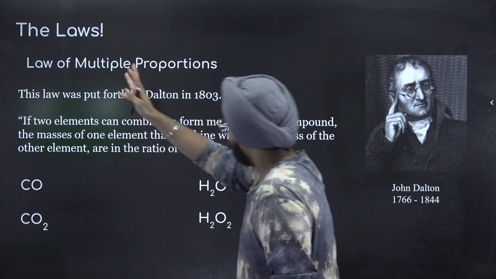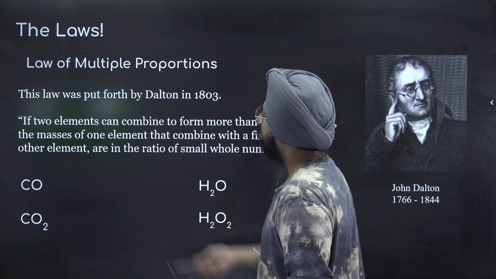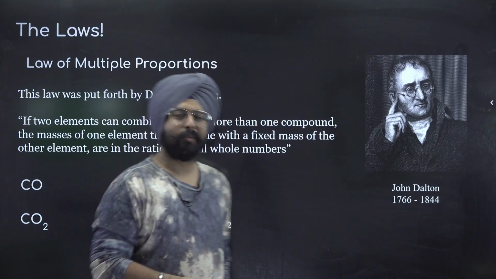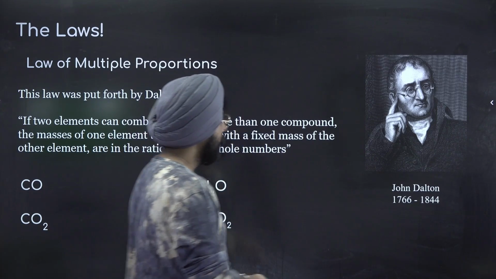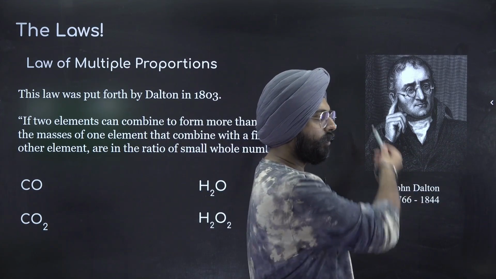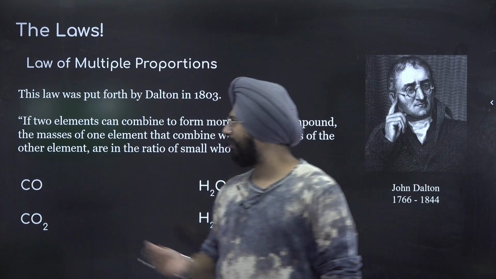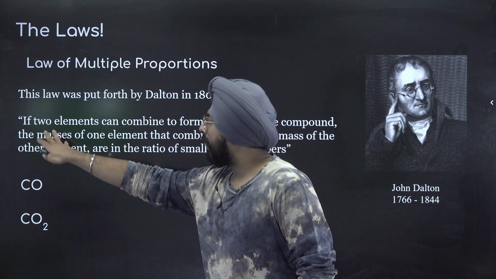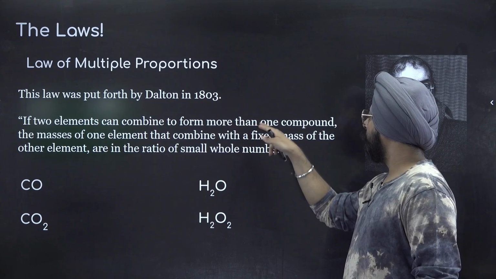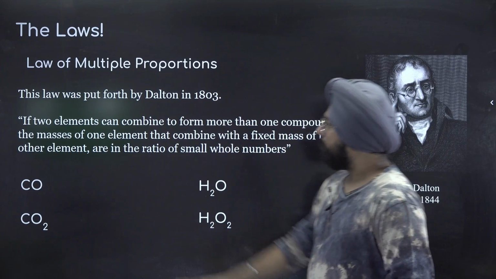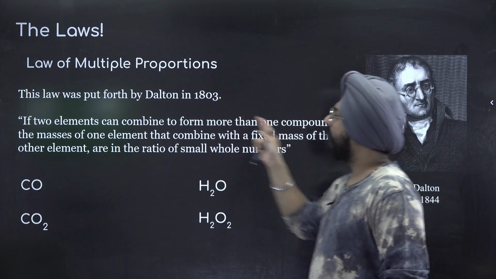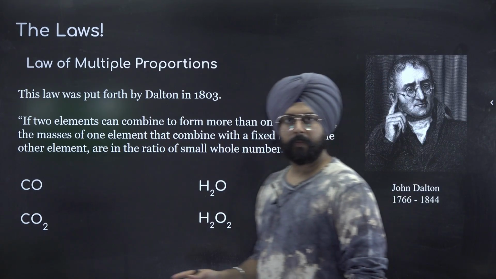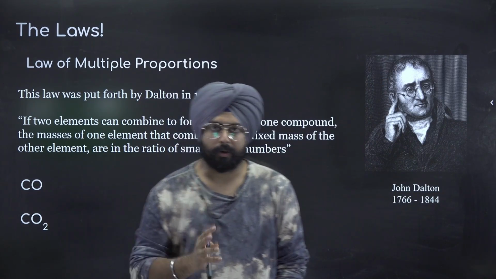Anyway, now let's come to the law of multiple proportions. This law was put forth by our very own John Dalton. Saying very own because you've studied his theory of atoms. So John Dalton, everyone knows his photo, I'm sure. No need to remember the dates again. So the law of multiple proportions goes like this. If two elements can combine to form more than one compound, the masses of one element that combine with a fixed mass of the other element are in the ratio of small whole numbers. Small whole numbers is very important, people.